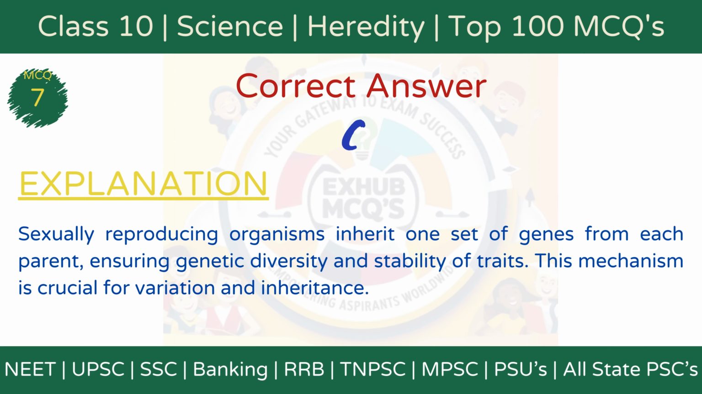The correct answer is option C, 2, 1 from each parent. Explanation: sexually reproducing organisms inherit one set of genes from each parent, ensuring genetic diversity and stability of traits. This mechanism is crucial for variation and inheritance.